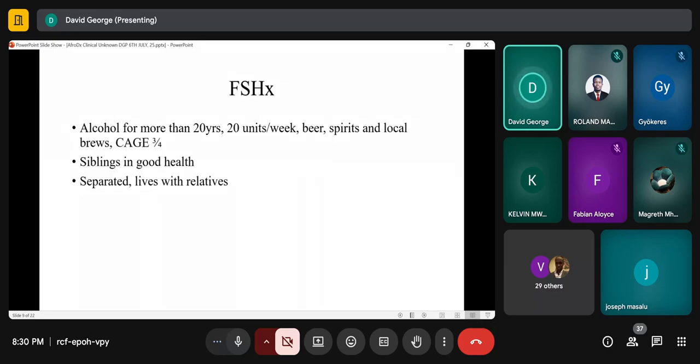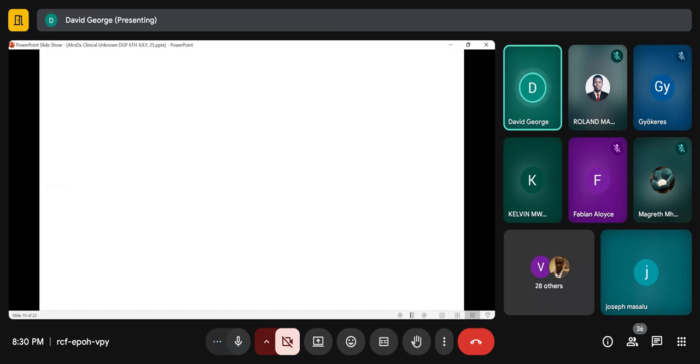On family and social history, he has consumed alcohol for more than 20 years, about 20 units per week, a combination of beer, spirits, as well as local brews. On CAGE assessment, he scored 3 out of 4. He's the firstborn in a family of 6. All siblings are doing well. He's separated and lives with relatives. So maybe you can discuss that.